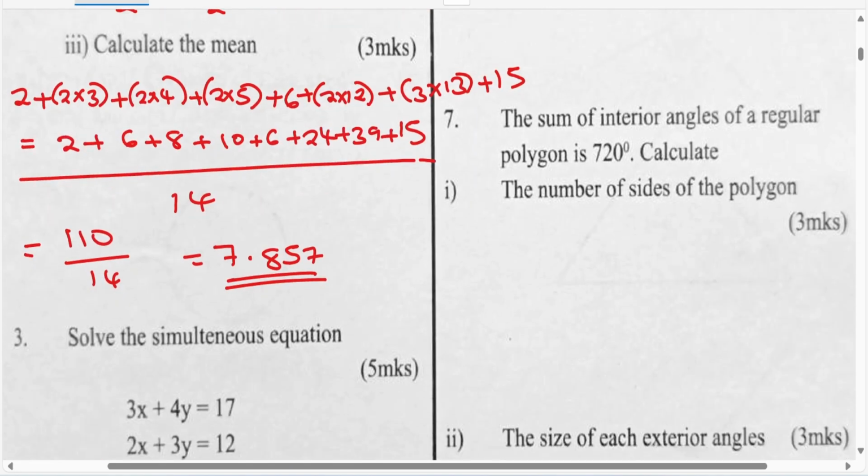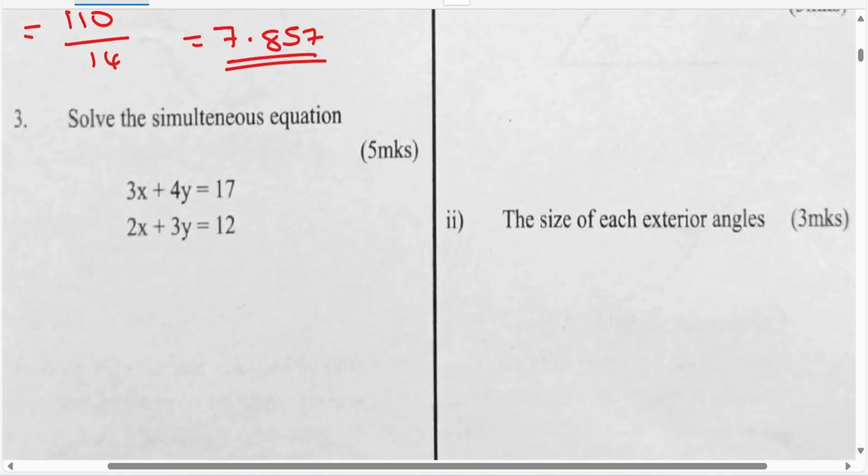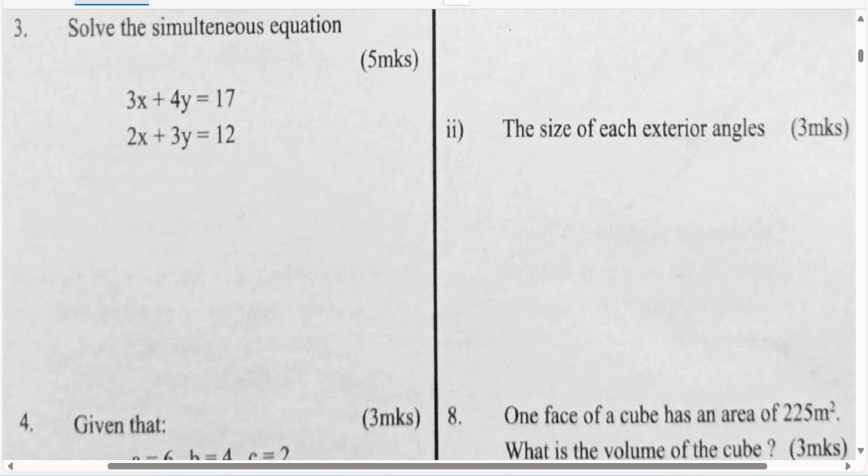Question 3, solve the simultaneous equations, 5 marks. Okay, don't know why they give you 5 marks. Basically this is equation 1, this is equation 2. In simultaneous equations there are two ways: either you use elimination or you use substitution. For this case, let me use elimination since it's the easiest among the students. You write this down: 3x plus 4y is equal to 17, and you have 2x plus 3y is equal to 12.